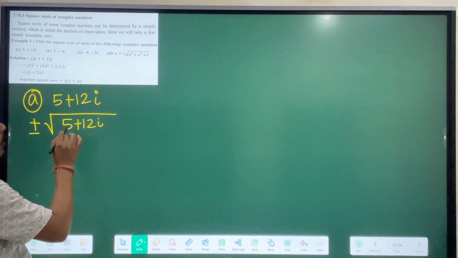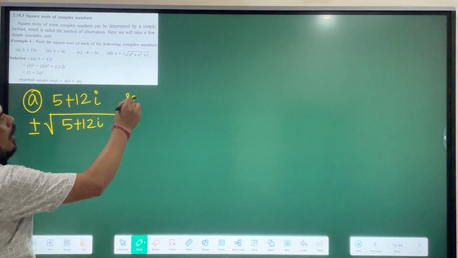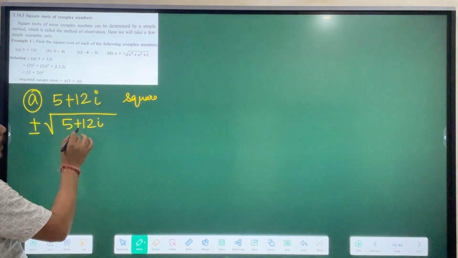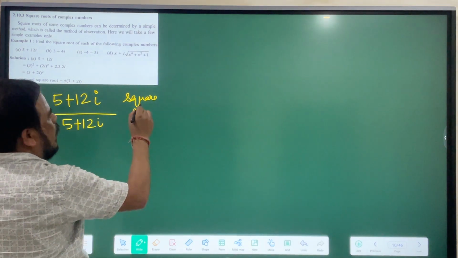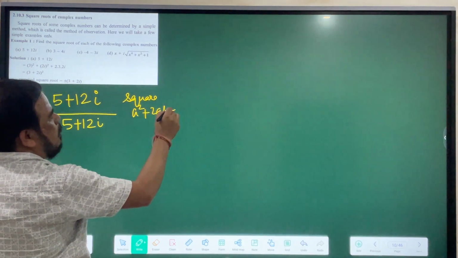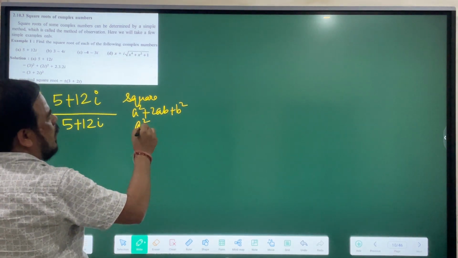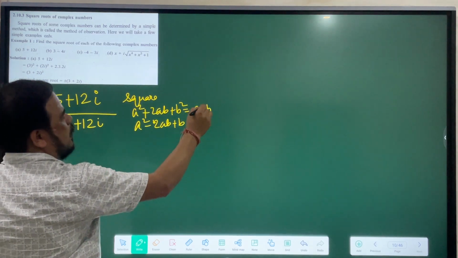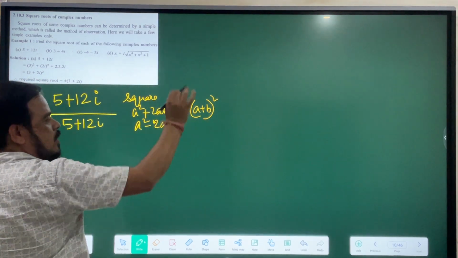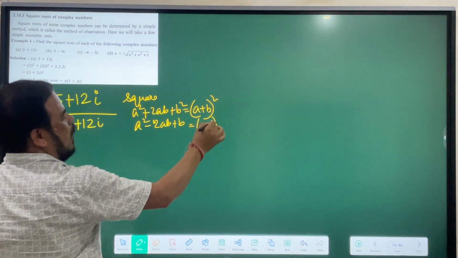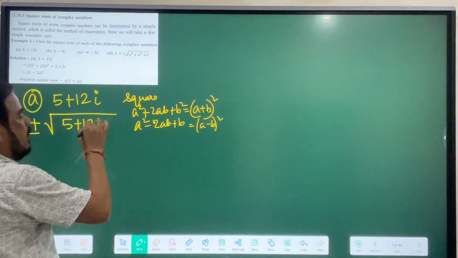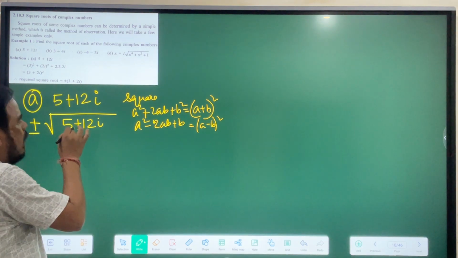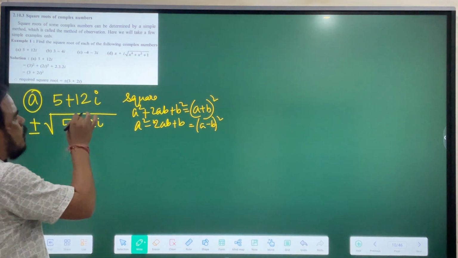Now we have to get, as I told you just now, a whole square. To get a whole square, we need either a square plus 2ab plus b square, so that we get a plus b whole square, or a square minus 2ab plus b square, so that we get a minus b whole square. Whether we get a plus b whole square or a minus b whole square depends on the i part. You will have to observe the i part.